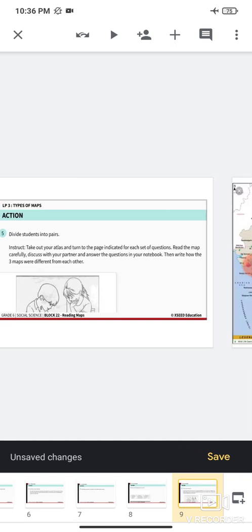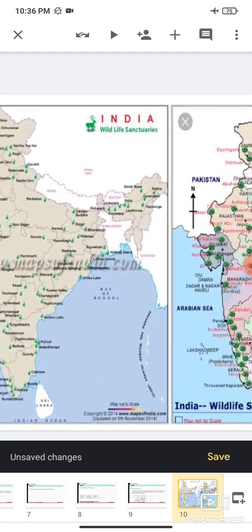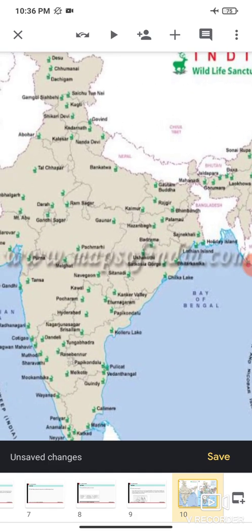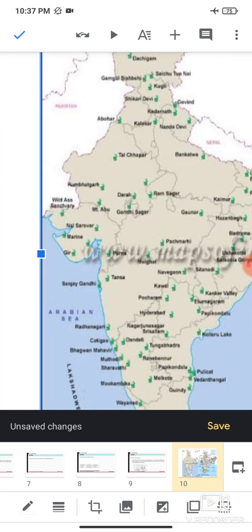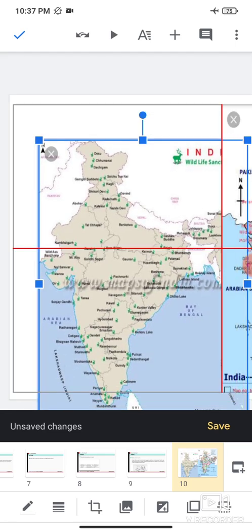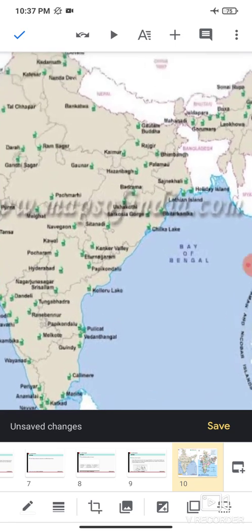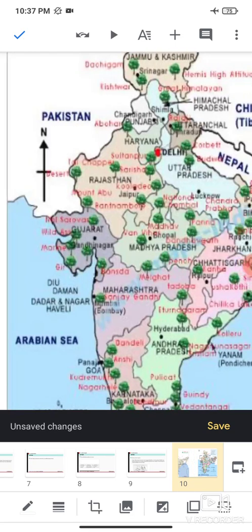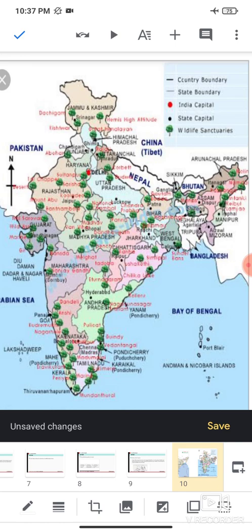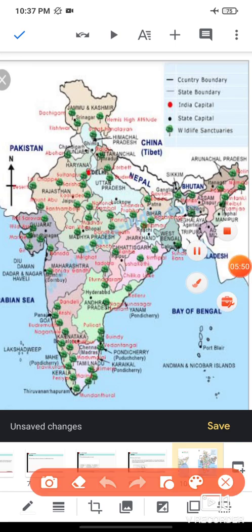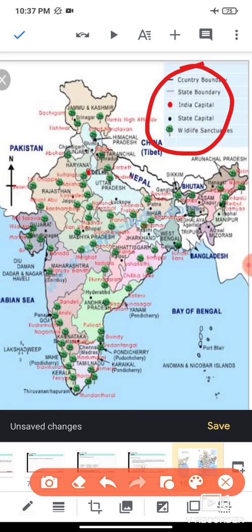You have to find the answers from the given map. This is a map of India showing different wildlife sanctuaries. From here also you can find the answers. This map shows wildlife sanctuaries, the Indian capital, the state boundary, and the country boundary. These are the symbols you can find in the map. In order to read the map you need to know these symbols and what they indicate.